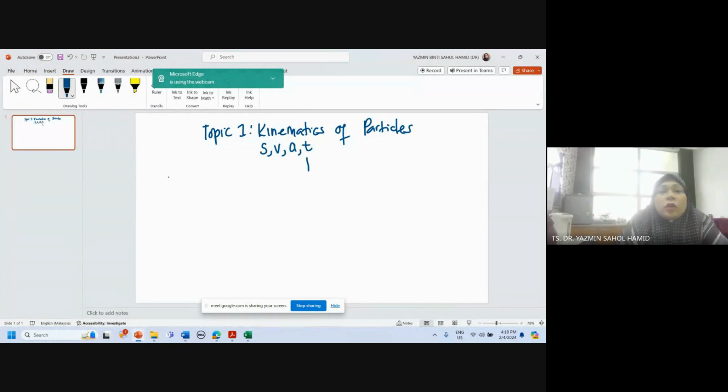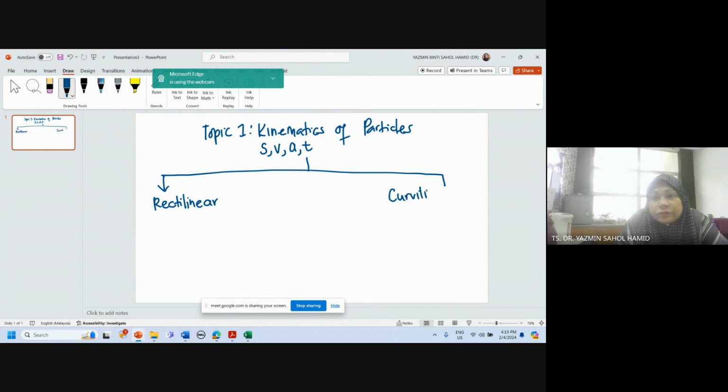For the topic kinematics of particle, we can divide it into two types. One is motion when it moves in a straight line, which we call rectilinear motion. And when it moves in a curved line, we call it curvilinear motion. For rectilinear motion, I have taught you two types of methods. Method number one is using the basic kinematic equation.